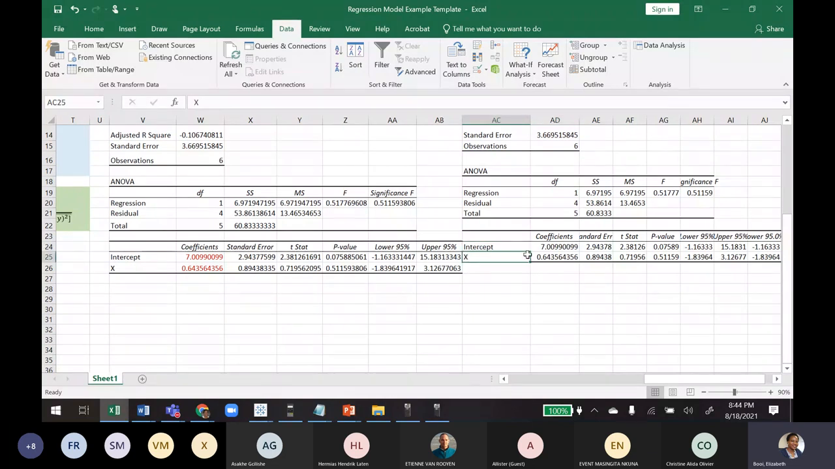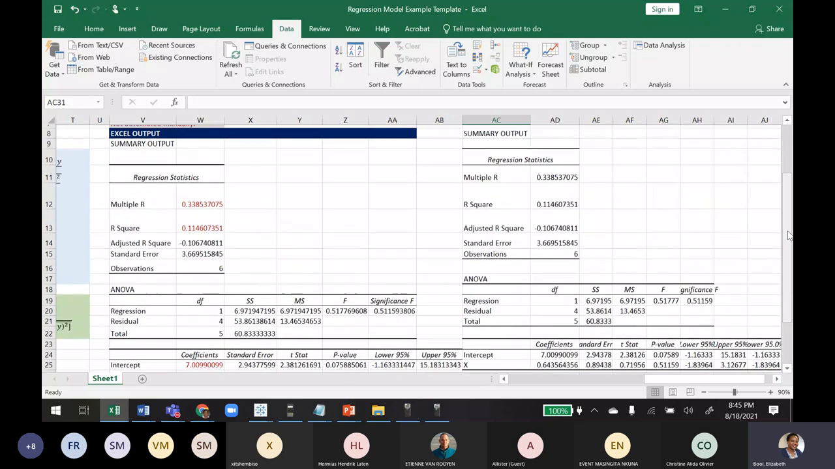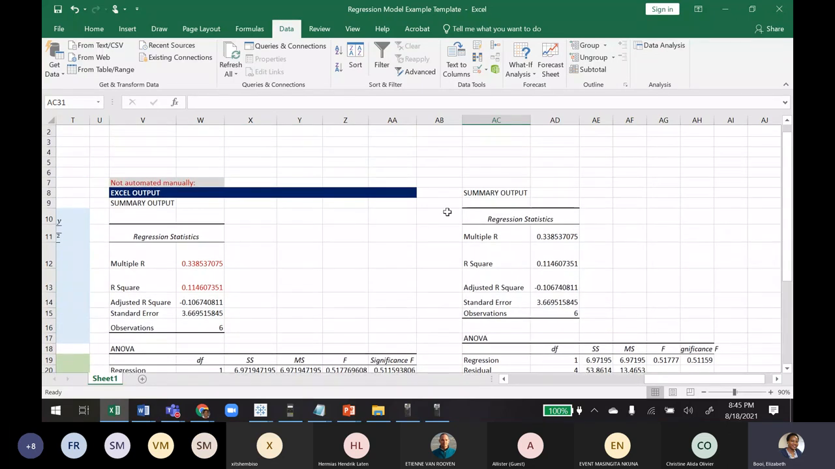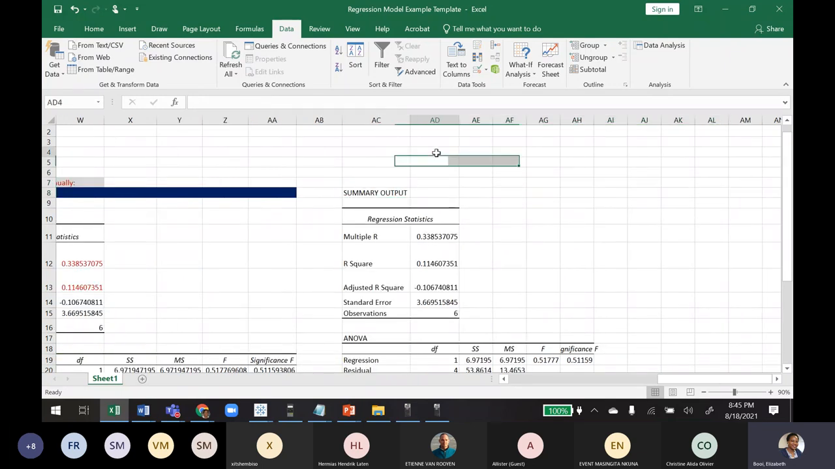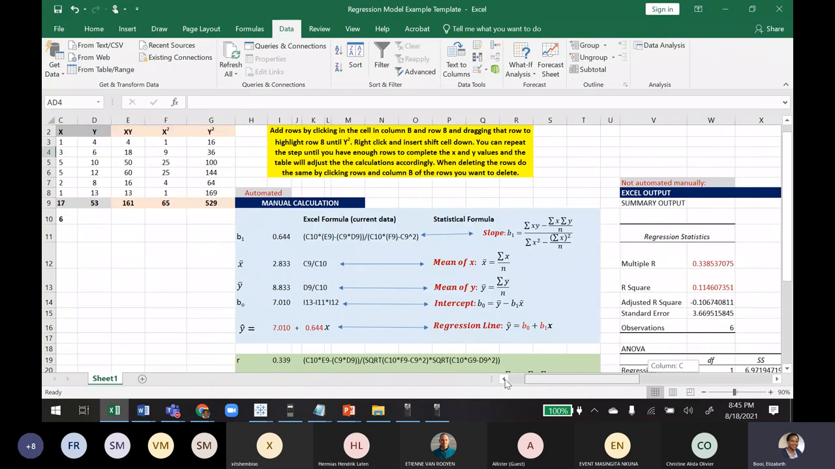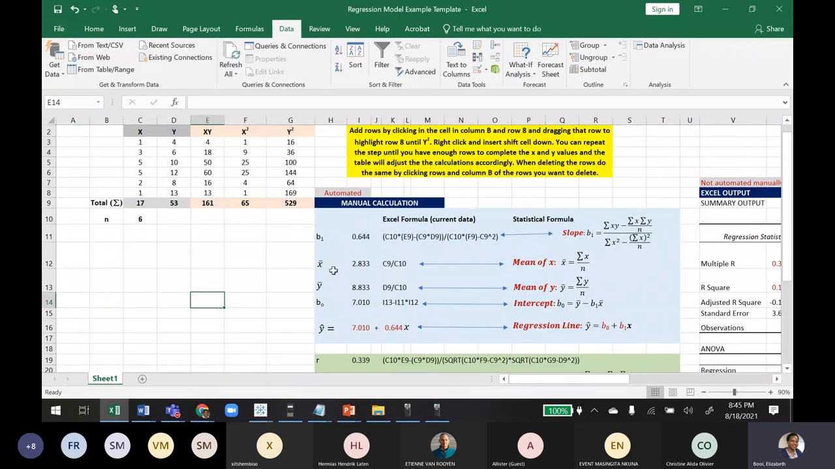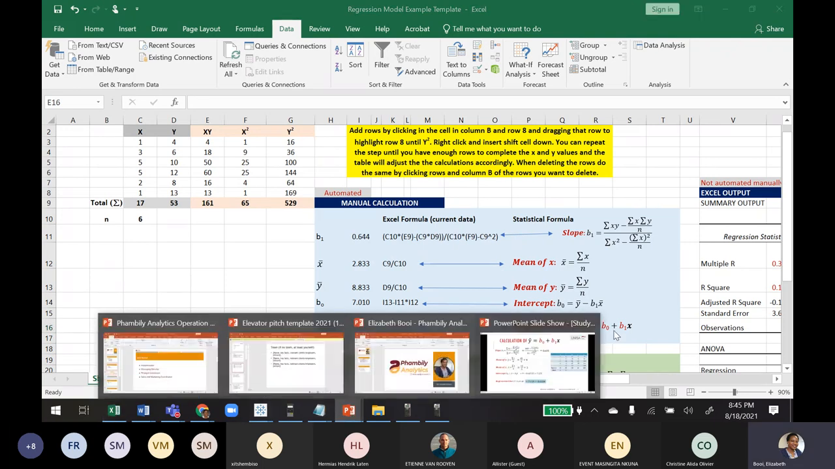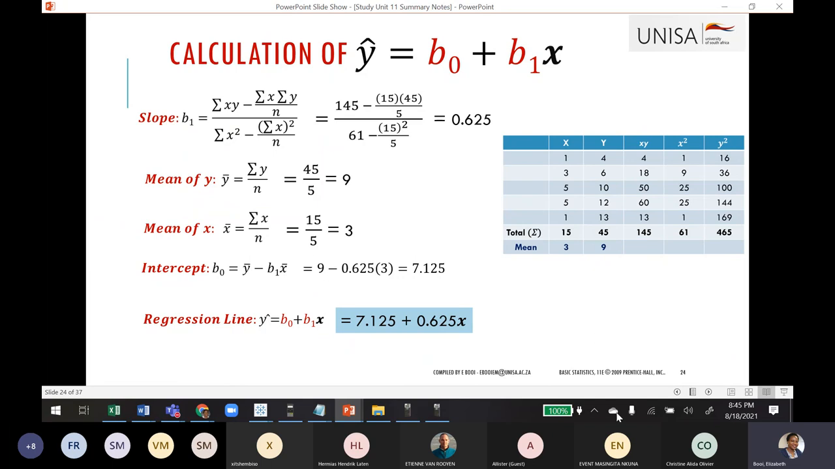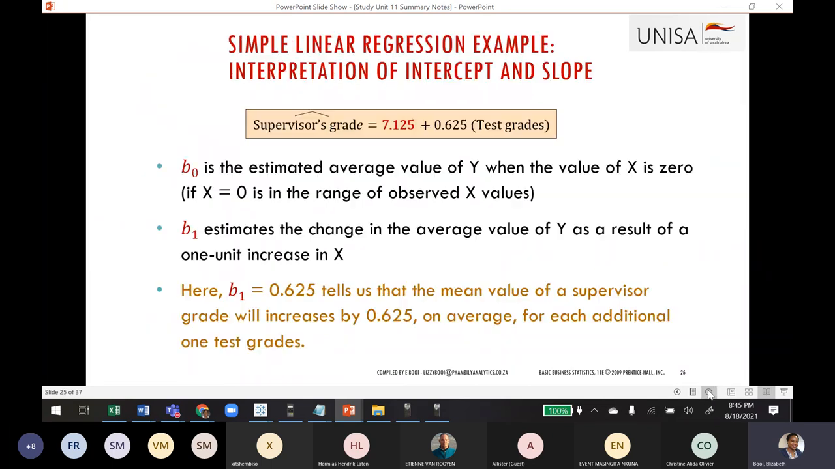And in this instance, okay, and that's how you can use Excel to do your calculations. I just want to show you using Excel. Let's go to the exercise.